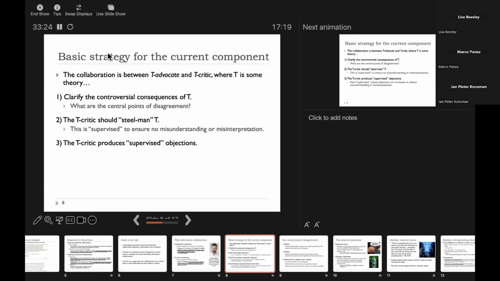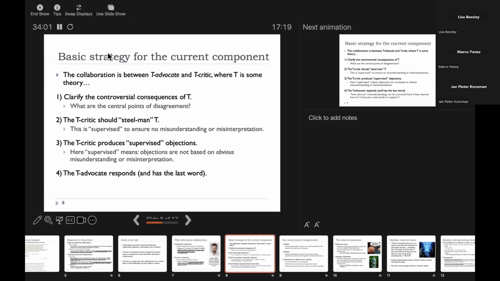Step number three, now the T critic produces supervised objections. Here supervised means, again, objections are not based on any obvious misunderstanding or misinterpretation. This is too frequent in philosophy. All these papers are published with objections to other people's ideas based on misinterpretation or misunderstanding, and then there are all these follow-up papers, and it's totally inefficient. So this is meant to be a cure for that. But it's tricky, it's subtle. This is why I use the word obvious, and I've italicized it, because that word's doing a lot of work here. Let me say something more about that after I put forward the fourth step.